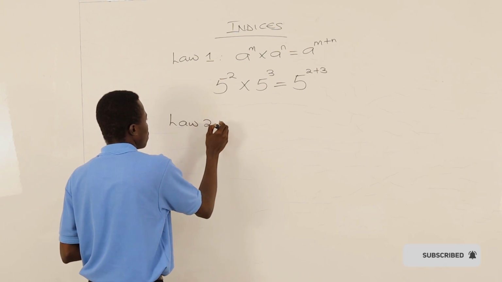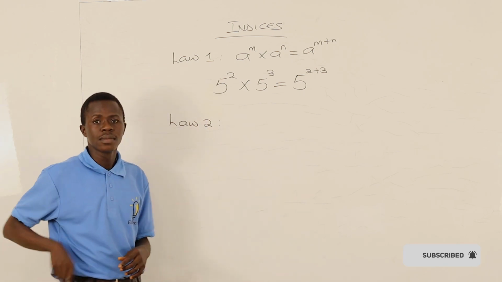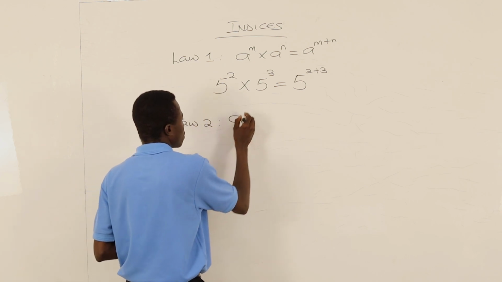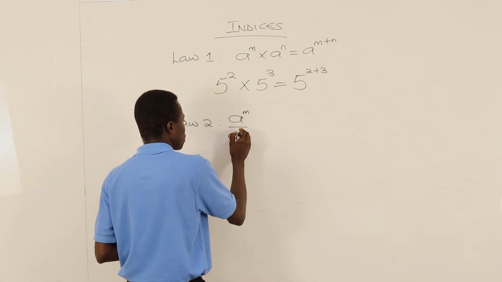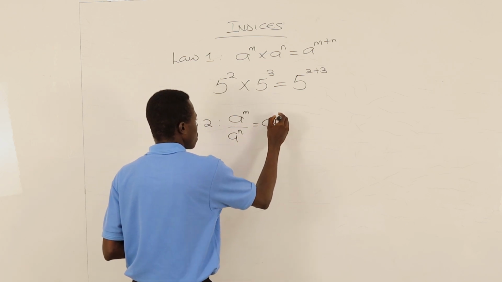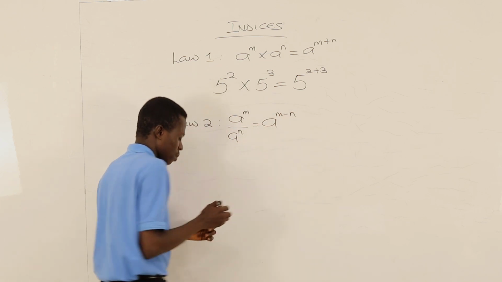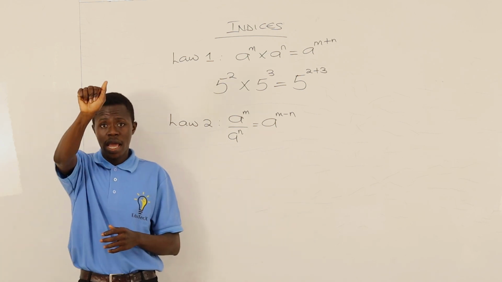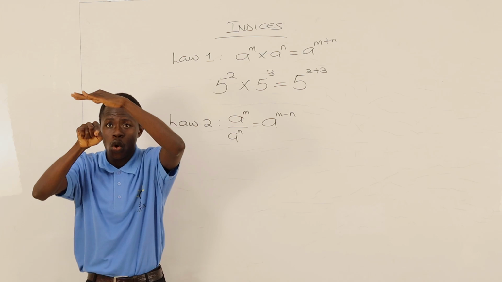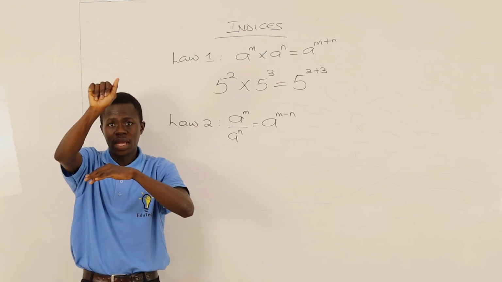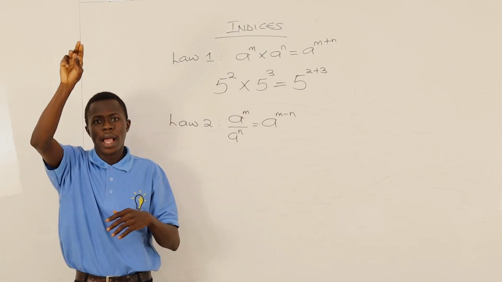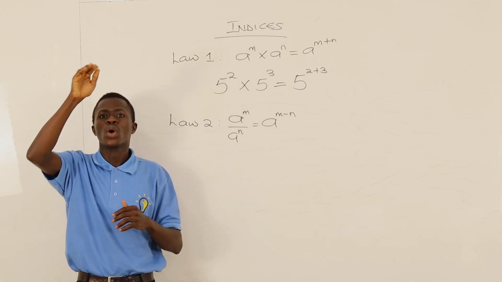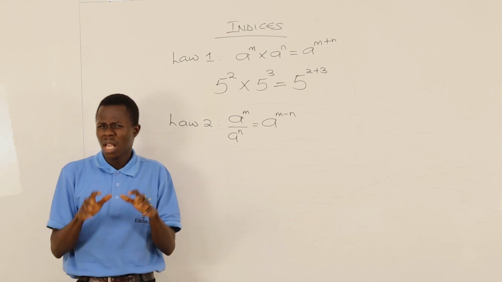Now let's take a look at law 2. And again, you see that we have the numerator to be a raised to the power m divided by a raised to the power n.